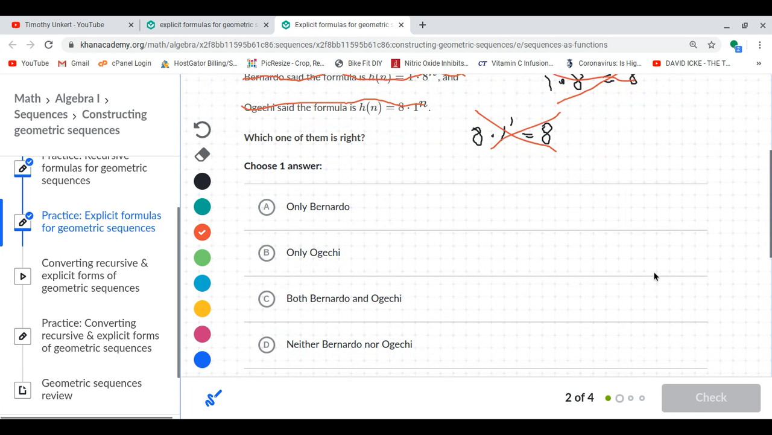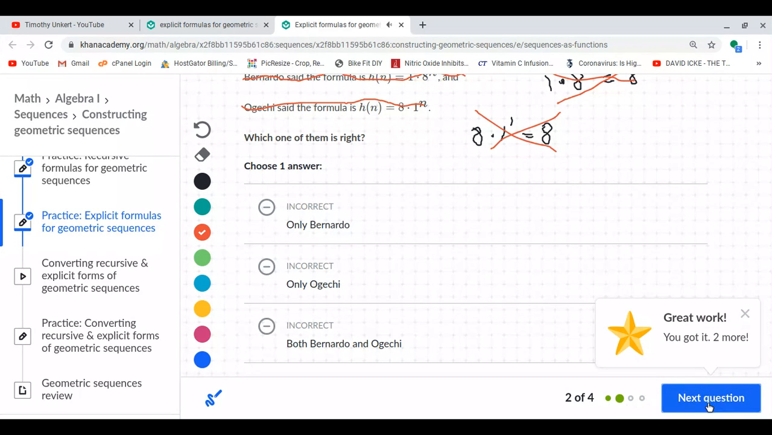So we're going to go down here and see that neither Bernardo nor Ogeki were correct. More energy points. It's a good day. Let's move on to the next one.